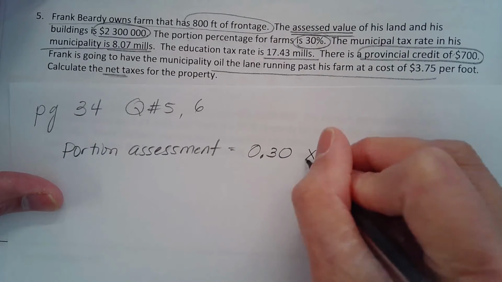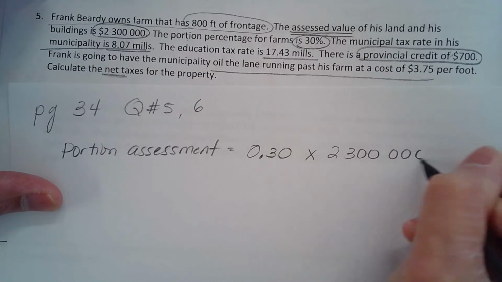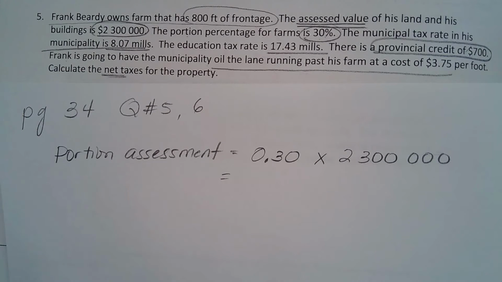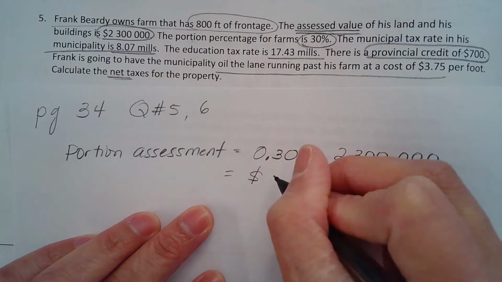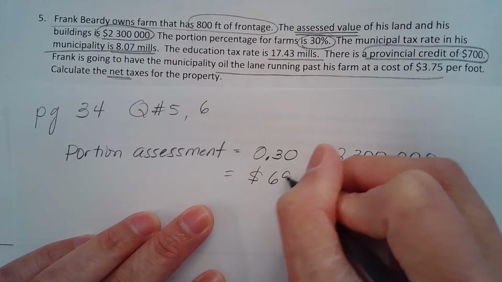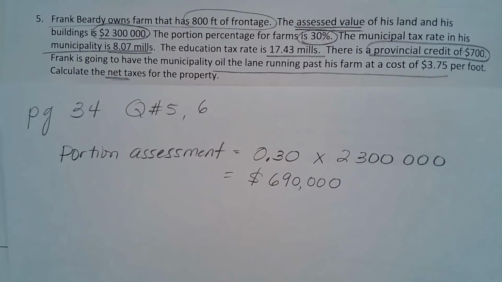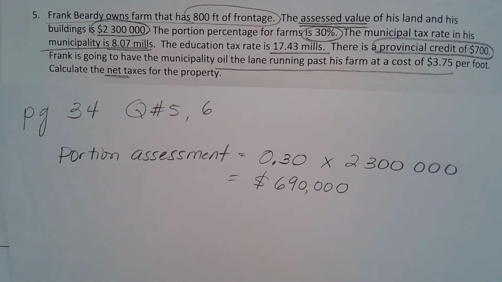0.30, 30%, times 2,300,000. Let's do the math there: 0.30 times 2,300,000. We're going to get the portion assessment to be 690,000. Okay, so far so good. What else are we going to do?